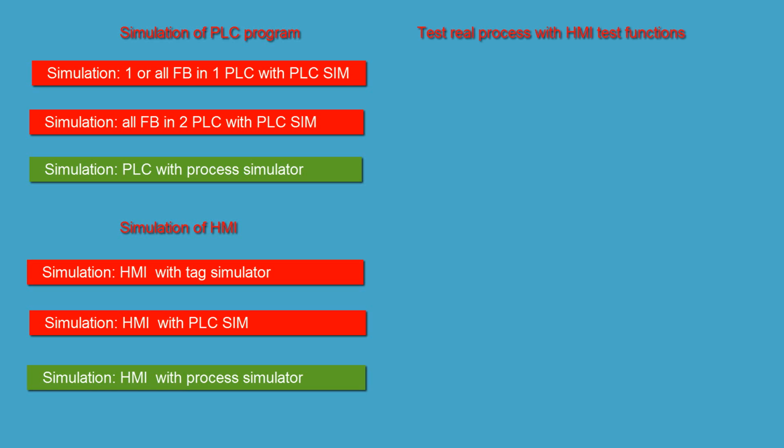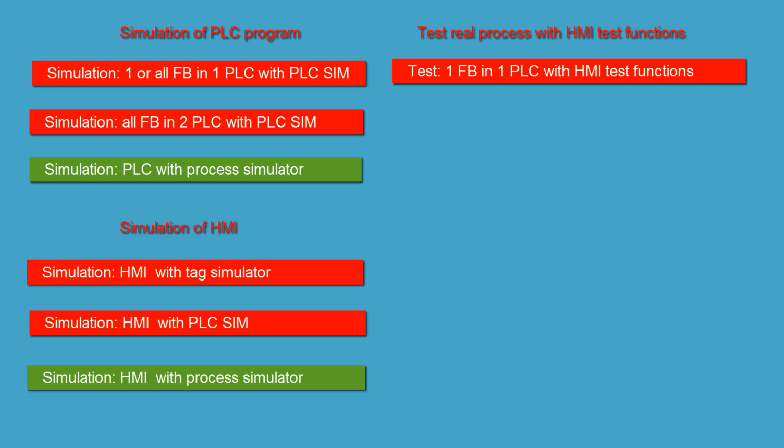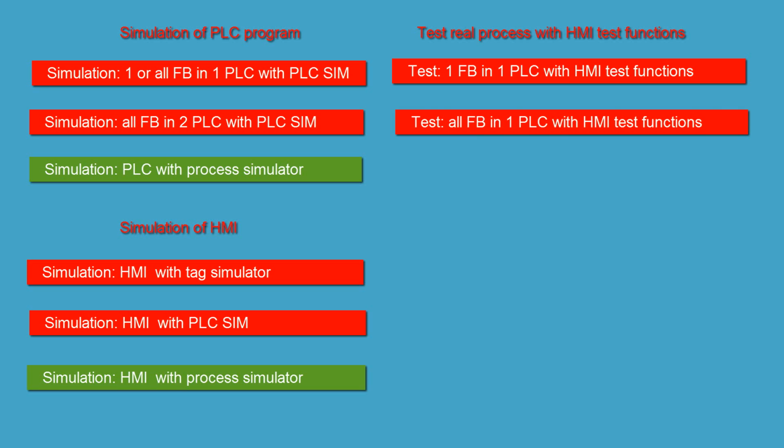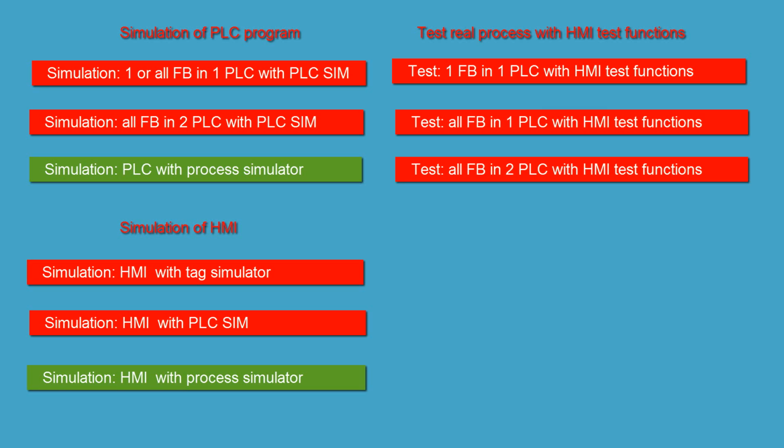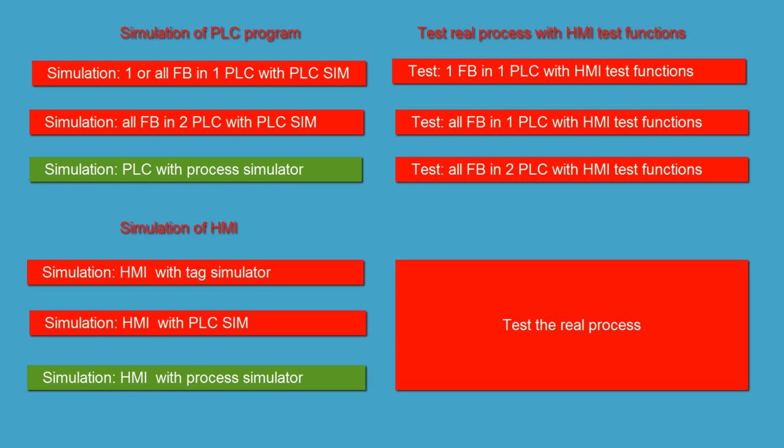Now we speak about the test of the real process with HMI test functions. The test of one function block in one PLC with HMI test function is possible. The test of all function blocks in one PLC with HMI test functions, and the test of all function blocks in two PLCs with HMI test functions. At the end, the test of the real process is necessary.